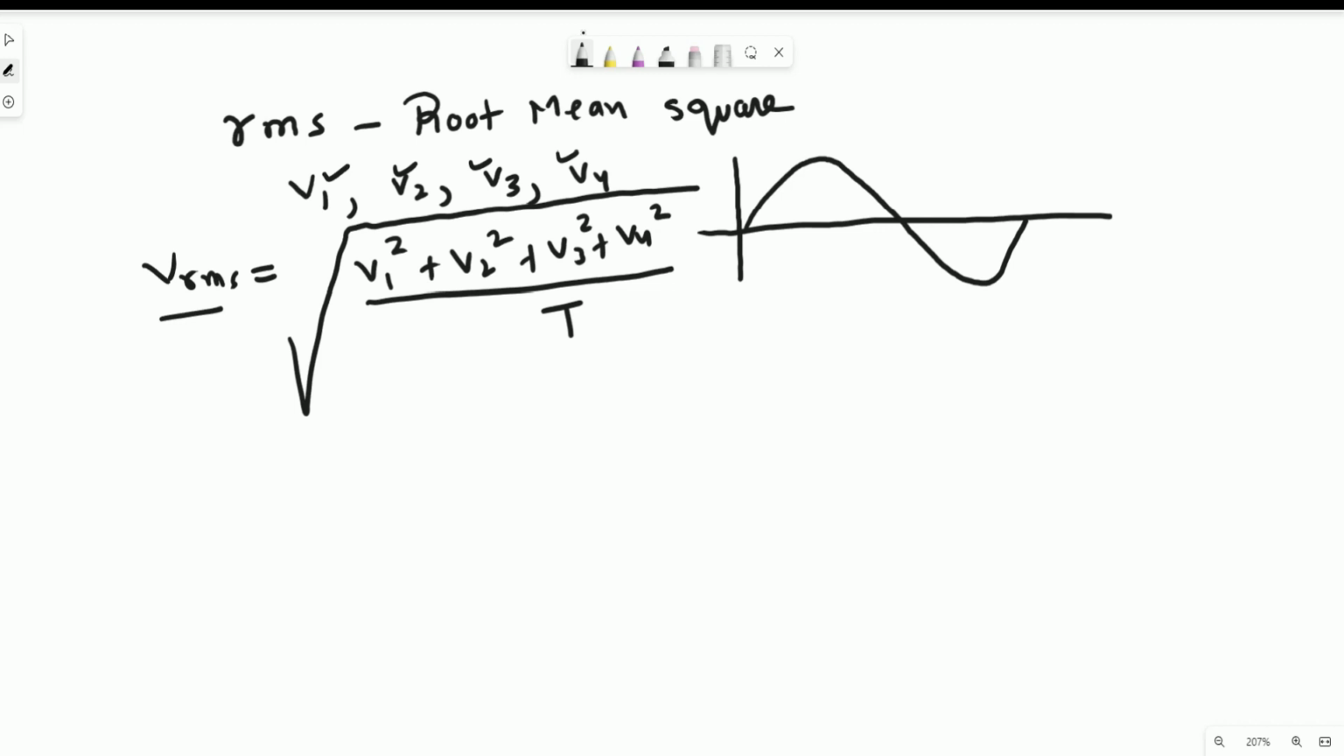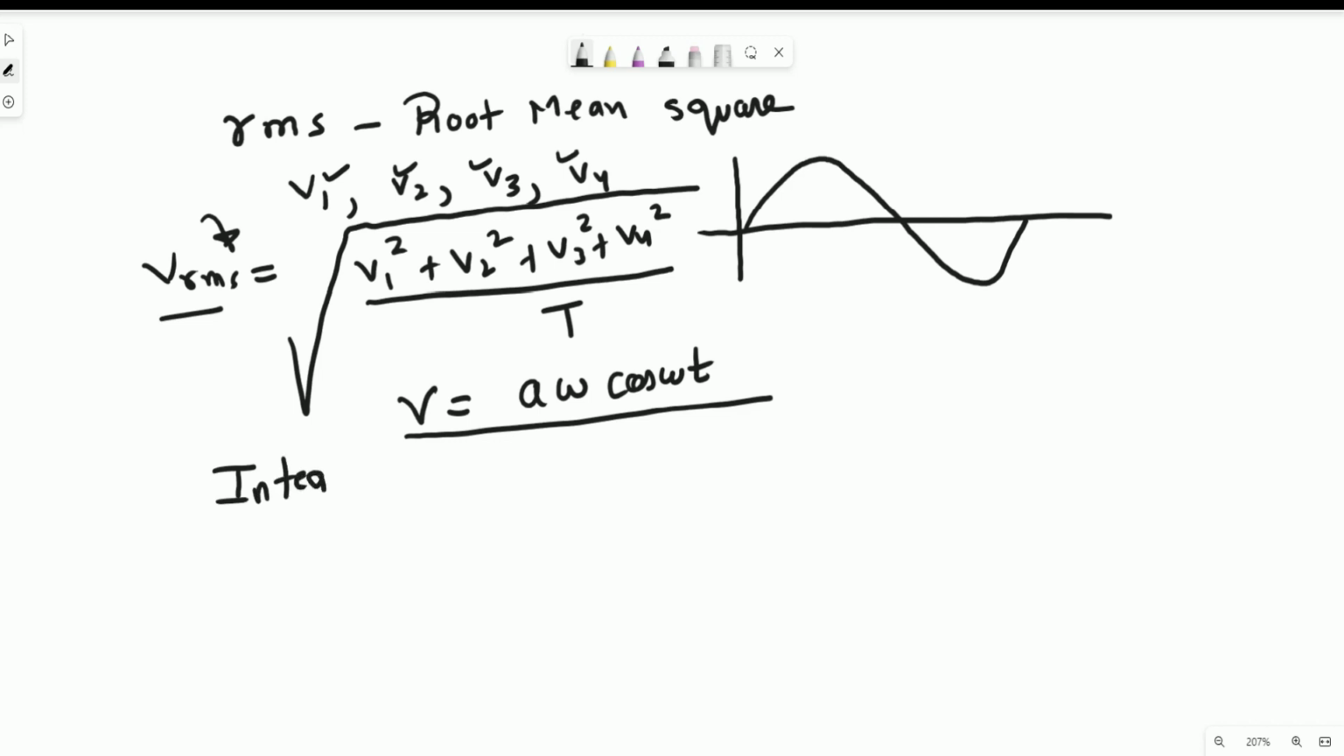Now if you look into the context of simple harmonic motion, v is given by a omega cos omega t, right? Now this is a trigonometric function. It is not this straightforward, where you can just do squares of velocity. The way you solve this, you use integral calculus. If you're a class 11 student, you may not have a strong basis of integral calculus, right?